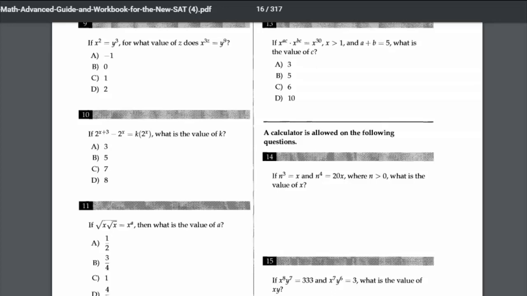So y to the power of 3, y cubed, instead of it we are going to substitute x to the power of 2, all to the power of 3. So x to the power of 6. So x to the power of 3z equals x to the power of 6. So 3z equals 6. 6 divided by 3 equals 2. So z equals 2.